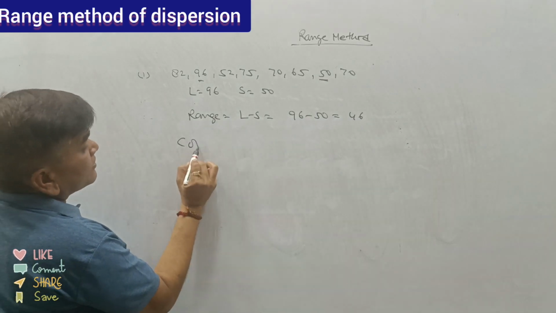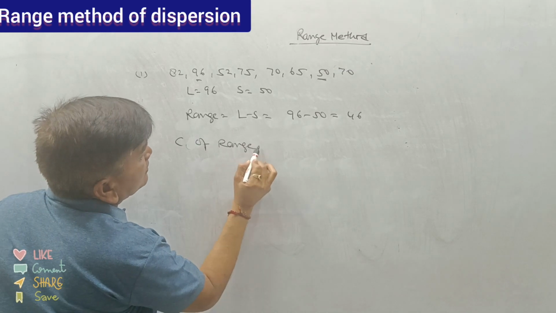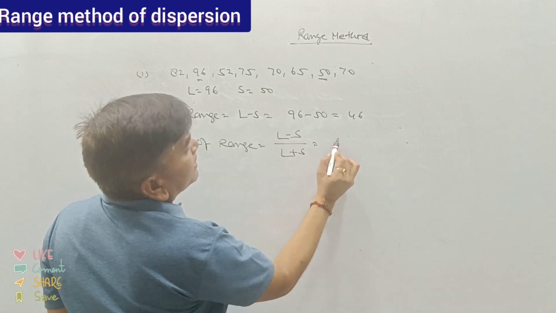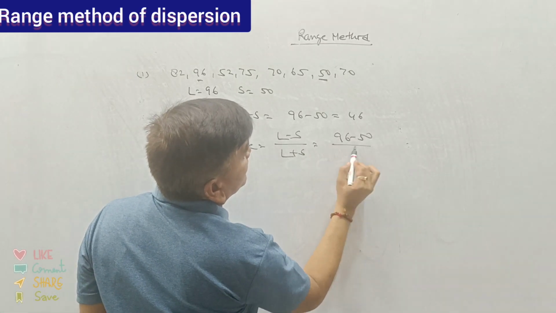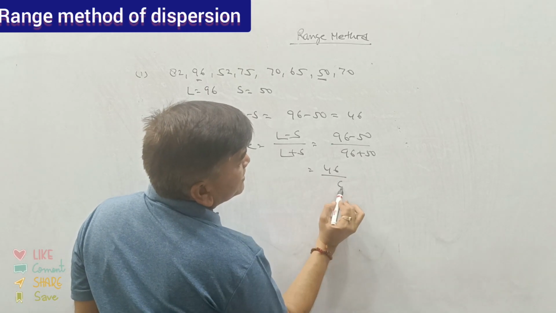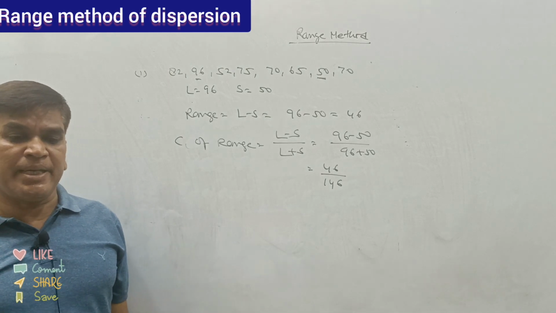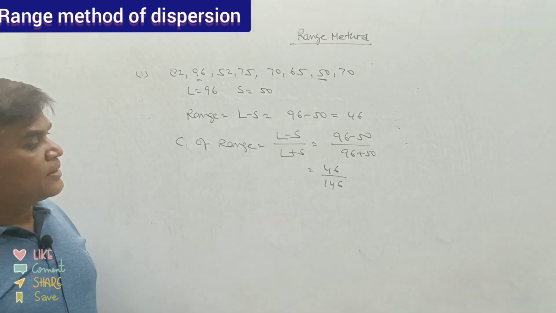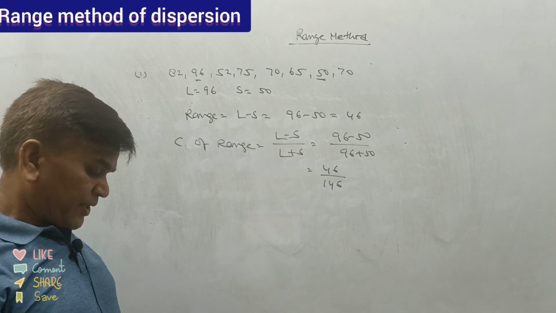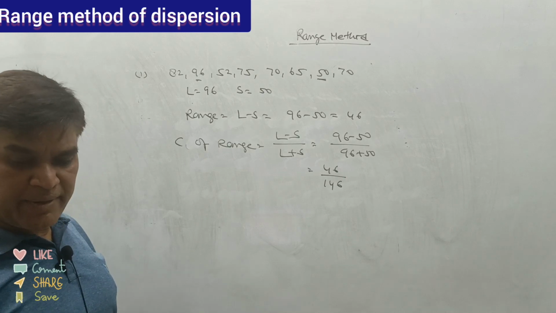Coefficient of range is largest minus smallest upon largest plus smallest, that is 96 minus 50 upon 96 plus 50. So here we have 46 upon 146. 46 divided by 146 is 0.3150.